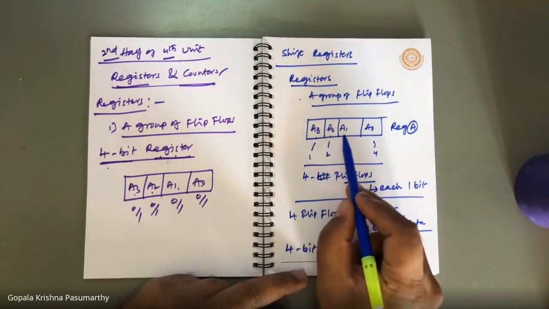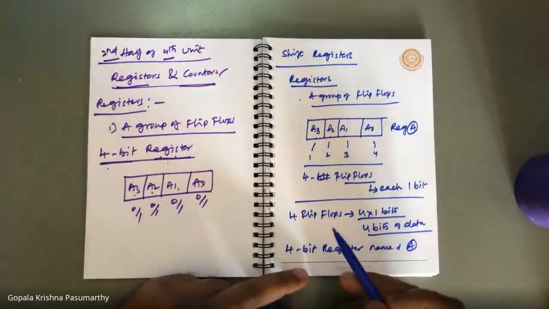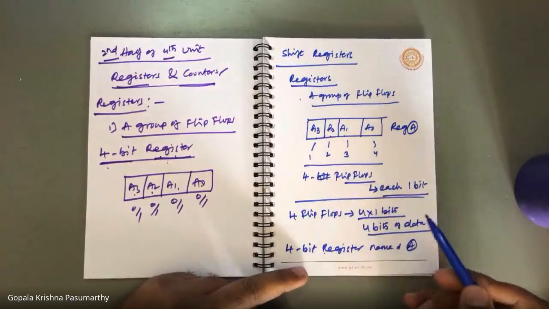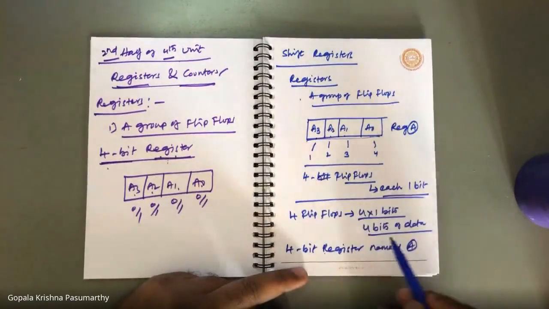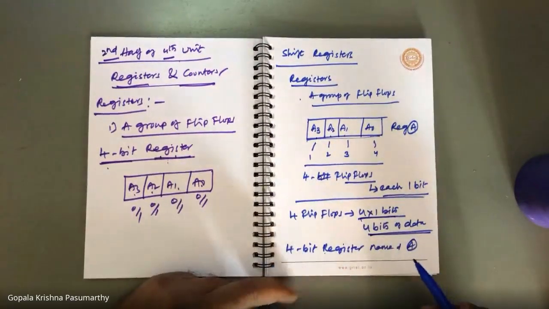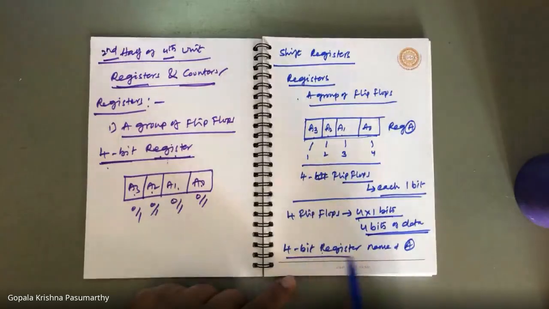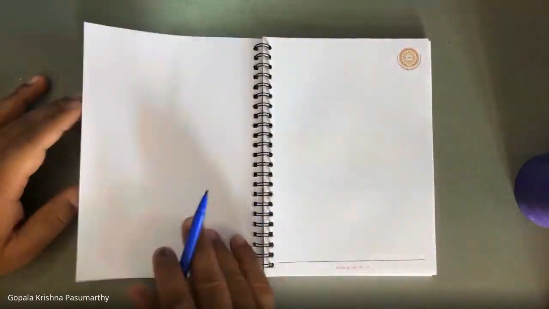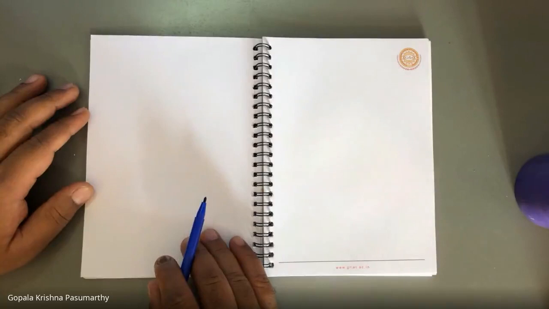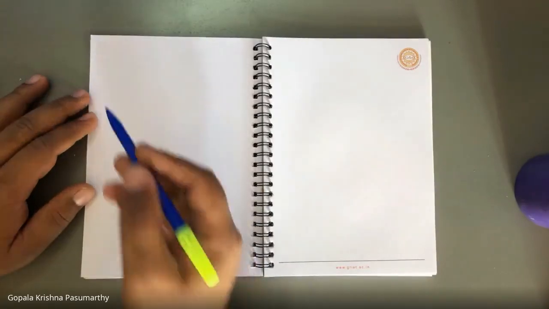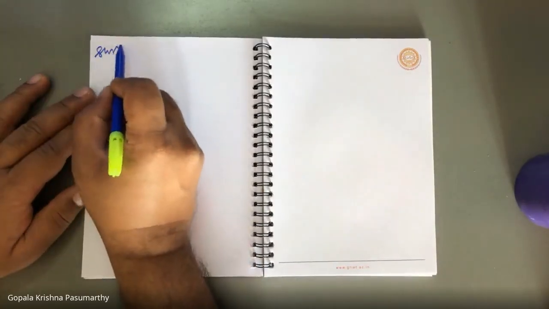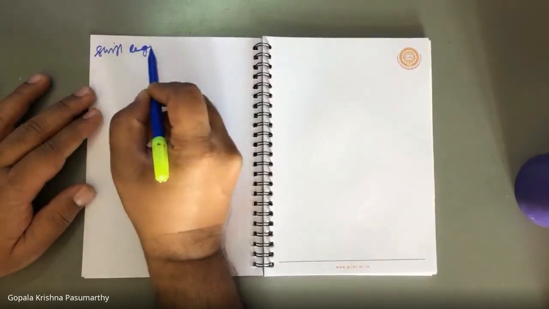See, 1, 2, 3, 4. There are 4 flip flops, and each flip flop can store only 1 bit. So all 4 flip flops together can contain 4 bits of data. So we call this register a 4-bit register. In the last class we already saw how 4-bit registers are constructed and used. Today the topic is shift registers.